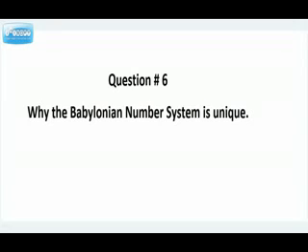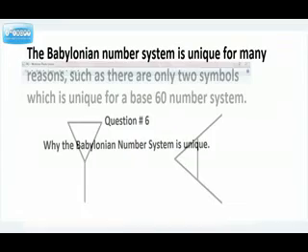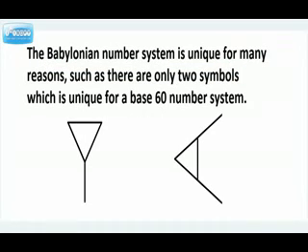Together our group answered question number 6, why the Babylonian number system is unique. The Babylonian number system is unique for many reasons, such as there are only 2 symbols, which is unique for a base 60 number system.